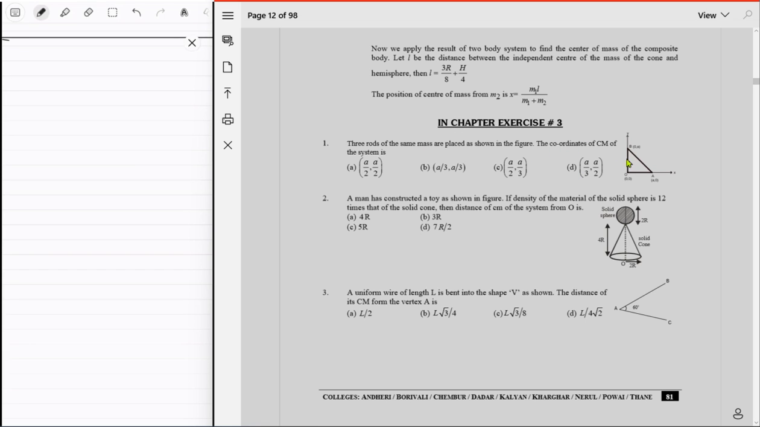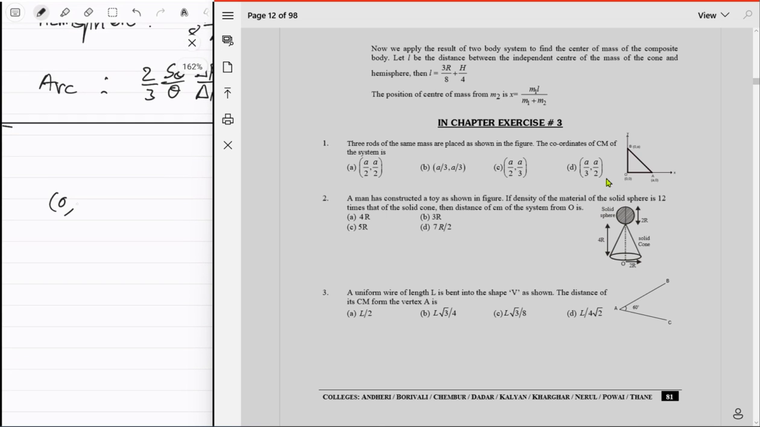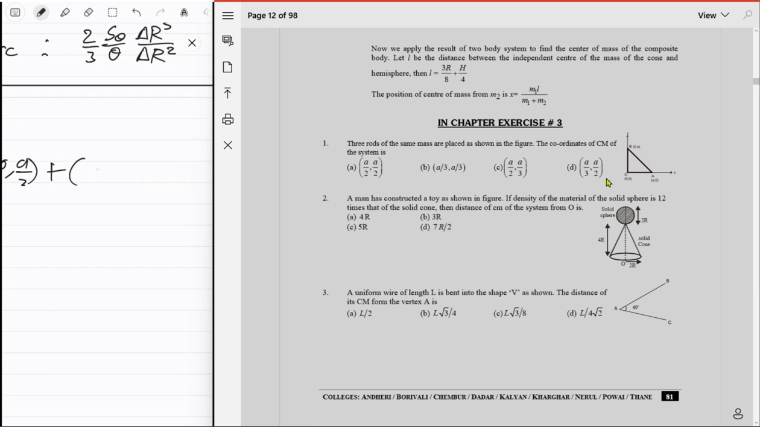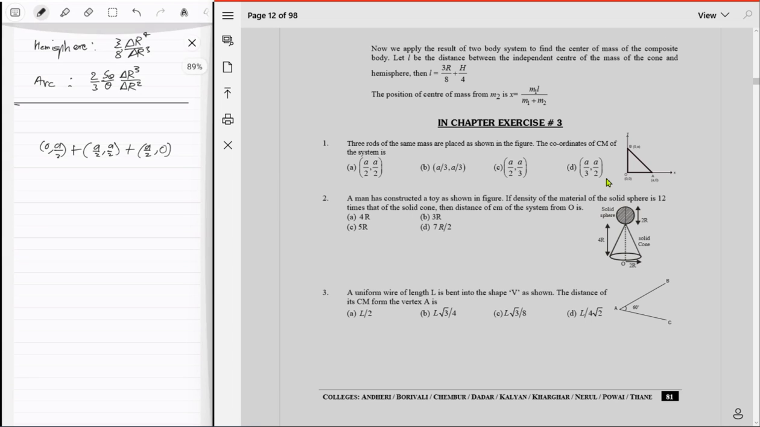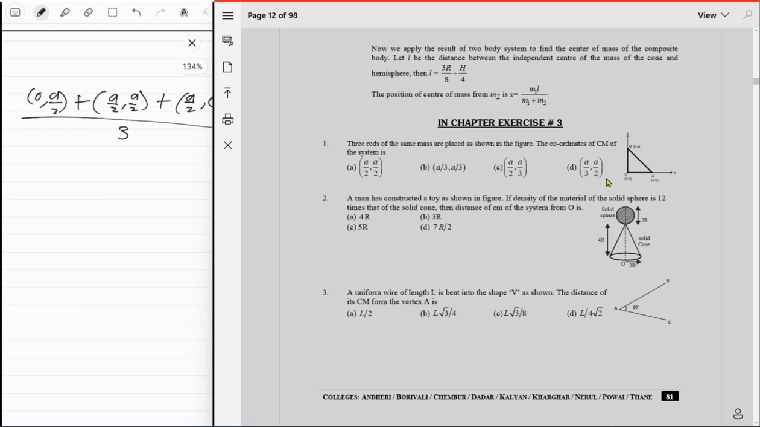So the first one is just 0 comma a upon 2. Then the next one, same mass, all of them, that's why it doesn't matter, a upon 2 comma a upon 2. And then the last one is just a upon 2 comma 0. These are just the midpoints of these rods because we know that's where the center of mass of these rods will be. Okay, and then upon the combined mass, which is proportional to 3, if that makes sense.